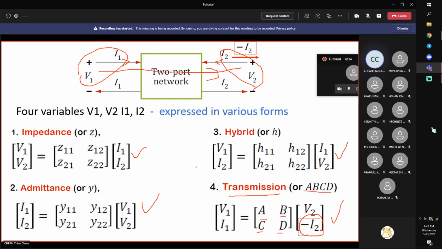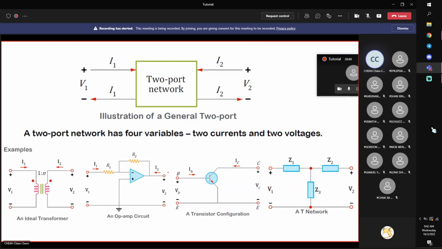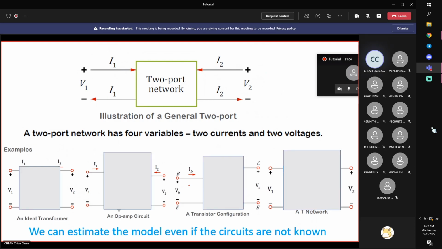Once you can remember this model by heart, the rest basically is to use the methods in week 1 and week 2 again to write down the equations and then rewrite the equation into this form, which I'll show you later on. But before that, let us go through some of the basic concepts that you will do in the experiment. Remember, I said that two-port networks have 4 variables, and the good thing about two-port networks is that you can model the circuits even without knowing what's inside.